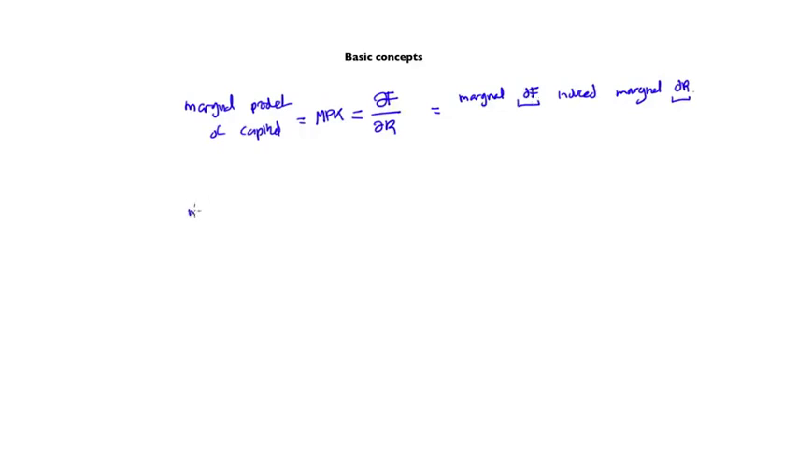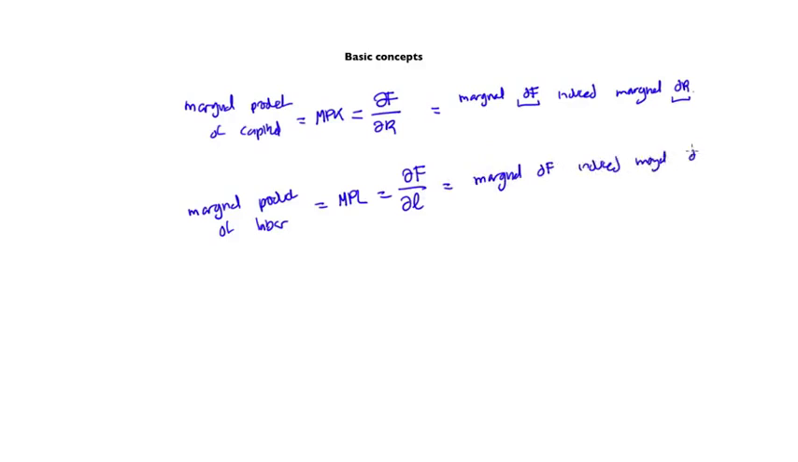A similar concept is the marginal product of labor, equal to MPL, which is analogously the partial derivative of the production function with respect to labor, and is just the marginal change in output, the marginal dF, induced by a marginal change dL in the amount of labor used. And for the same reasons, you can think about it as a local measure of the productivity of increasing labor.